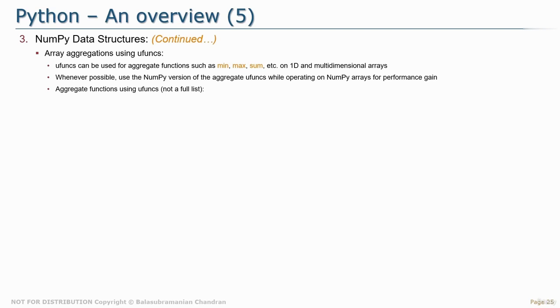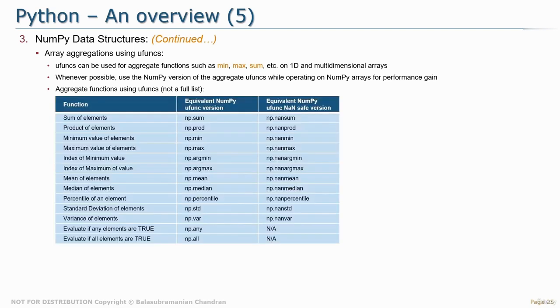Aggregate functions using ufuncs: sum of elements, product of elements, minimum value of elements, maximum value of elements, index of minimum value, index of maximum value, mean of elements, median of elements, percentile of an element, standard deviation of elements, variance of elements, evaluate if any elements are true, evaluate if all elements are true.